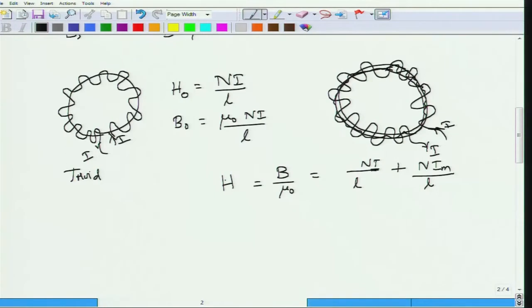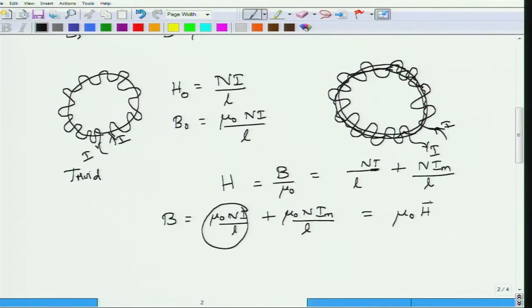We assume that this H and B are still characterized by this mu 0. Of course, we will find that this is not exactly the same as H0 and B0. So, H is B by mu 0, and this particular expression will give you B as mu 0 N I by L, no surprise here, but you also get mu 0 N I m by L. Now, we know that B and H must be related in a certain way, and this mu 0 N I by L, we have already seen that it is equal to the H field.